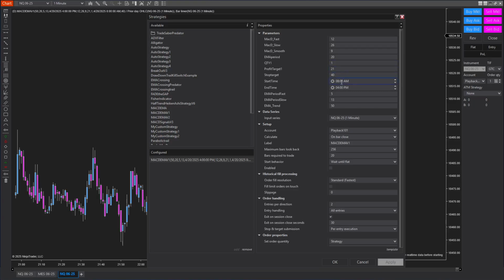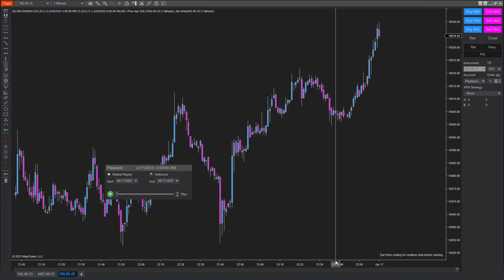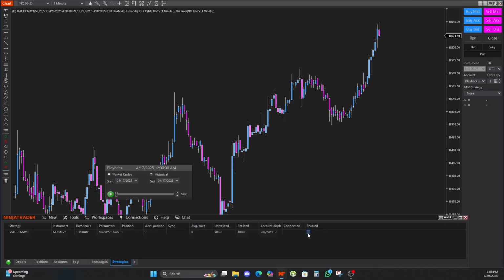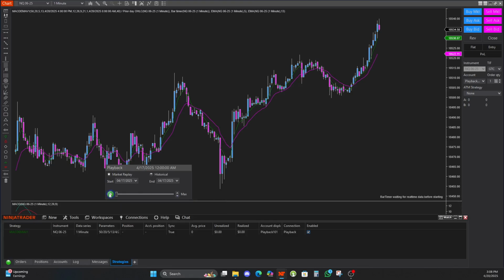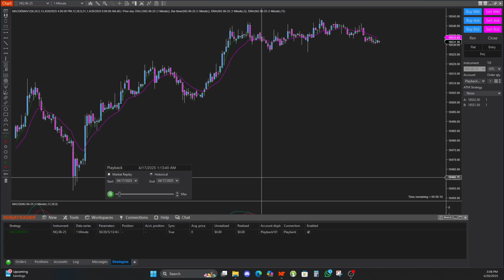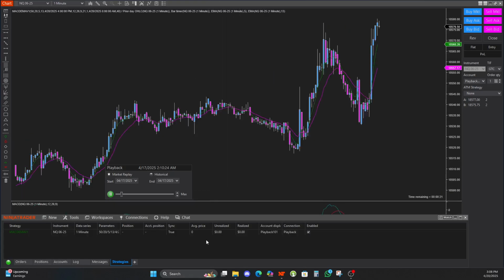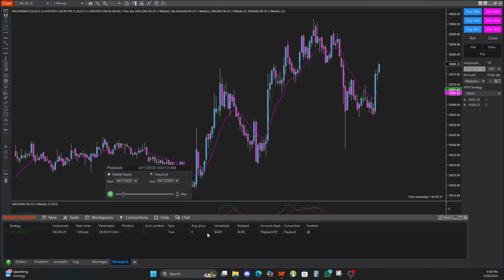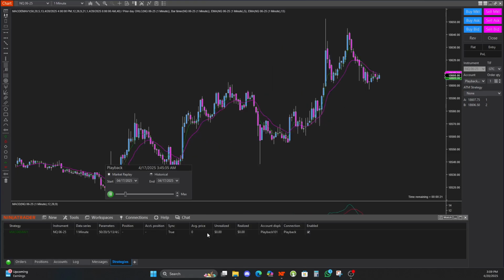Once again, it starts at 8 in the morning and ends at 4. So let's just apply that. We want to enable it and we will see how this turns out. Nothing yet because it's too early.